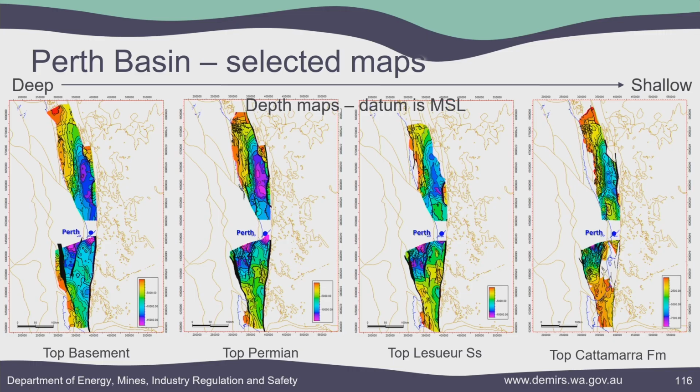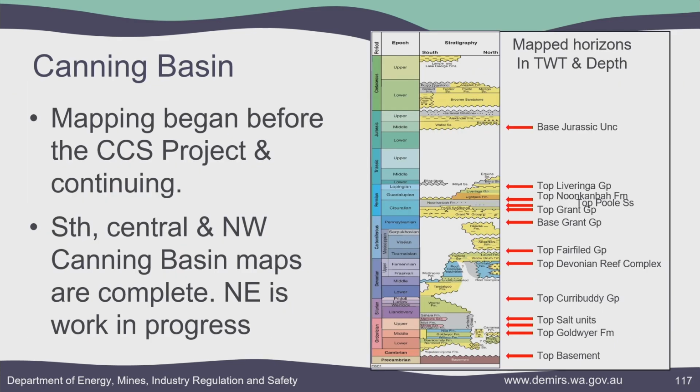I've only picked 4 of the horizons just to give you a flavour of the mapping that we've done. The other reason I've picked these 4 horizons is that they actually go through both the north and southern Perth Basin. In the Canning Basin, we've mapped 13 horizons, and not all of the stratigraphic horizons range through the whole basin.